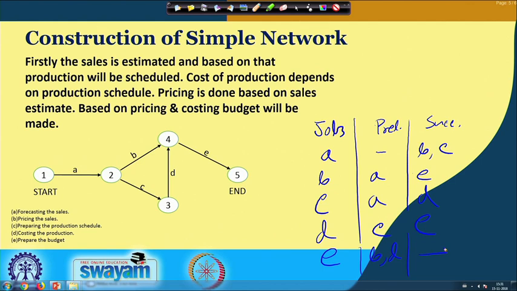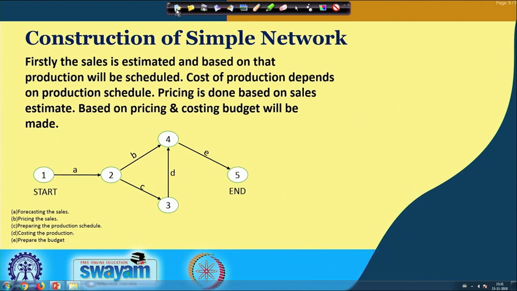So, it must be predecessors, and using the pricing we can go for the budget. So, the successor is the budget. Similarly, job C has the predecessor requirement sales estimation, job D has the predecessor requirement of the production scheduling, and job E, which is the budget requirement, requires both B and D as its predecessors.